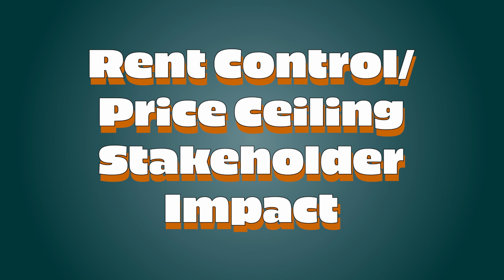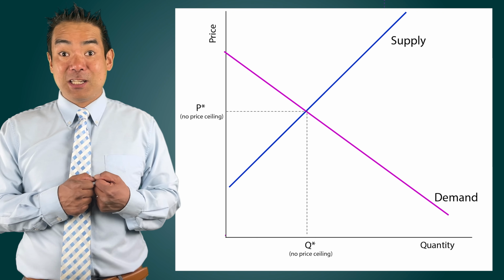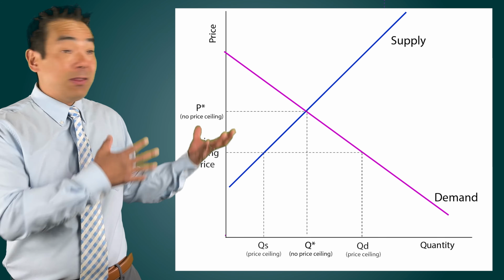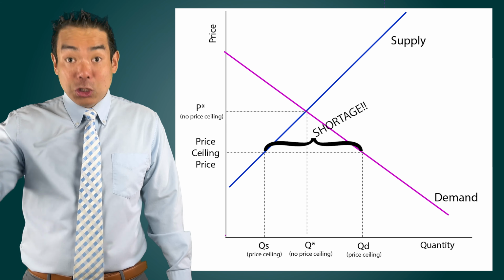Well, clearly, some people need to be made better off by rent control. Okay, here we have a more generic supply and demand curve for a market and a price ceiling that has been implemented by the government and the shortage that has resulted due to the implementation of this price ceiling.